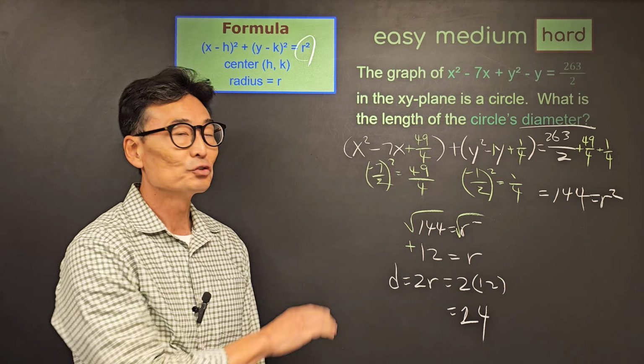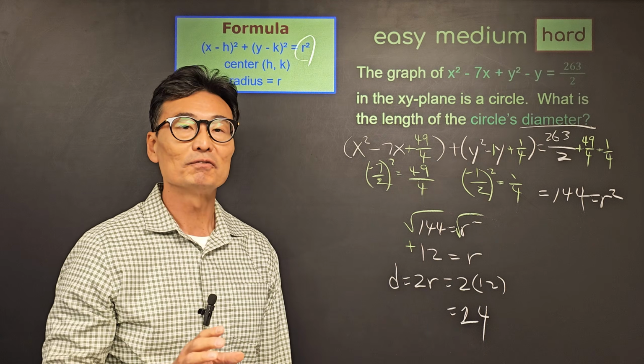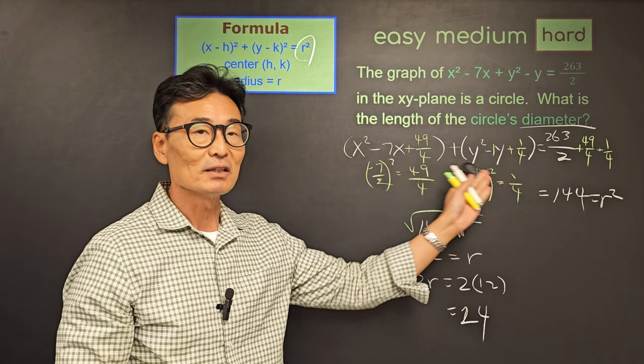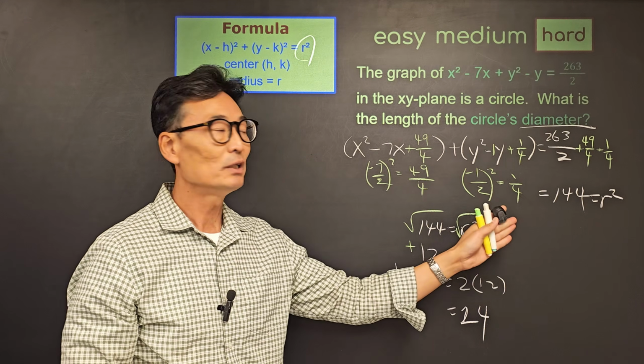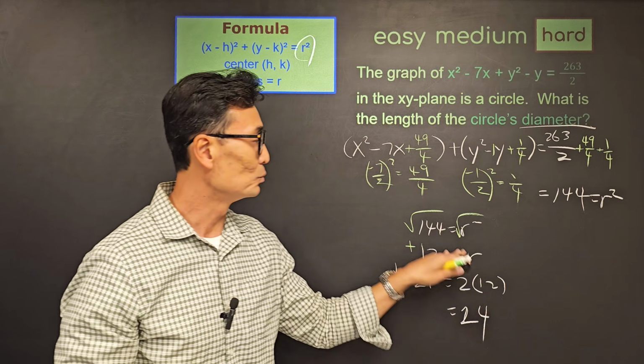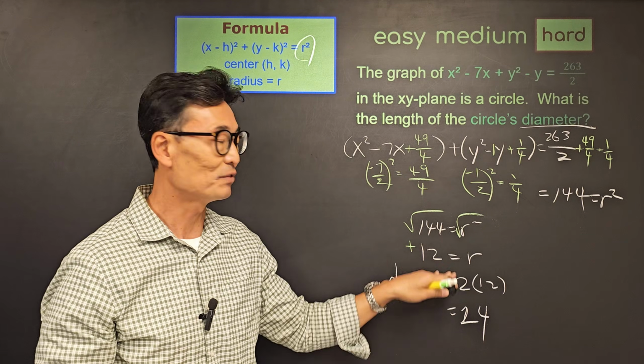So in order to do a question like this, although we're only looking for the diameter or the radius, you do need to take care of the left side and complete the square in order to get the correct r squared, which we take the square root of to find the radius.